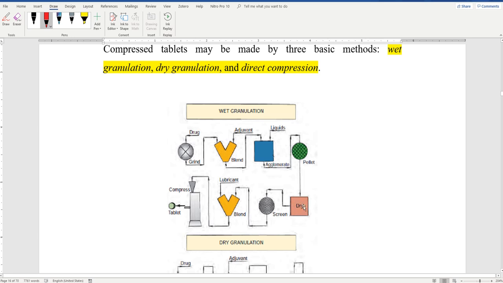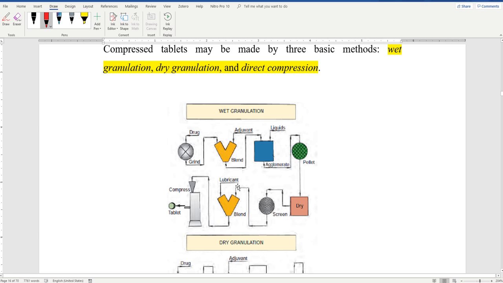After you dry your wet mass, this step is very important because you need to control the granule size. So you will force your dried granules through a screen or sieve that has openings smaller than the ones that you use here. Here you need smaller granules, so you will force your dry granules through the screen.